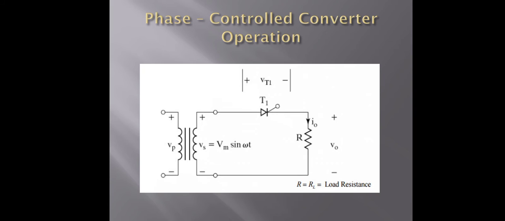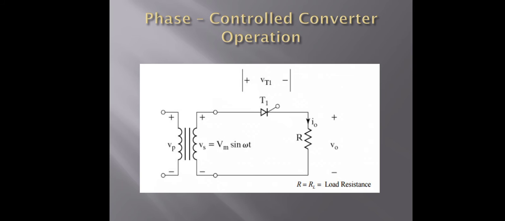This is the circuit diagram of the phase control converter. A transformer is used. There is a thyristor T1 and a resistor. Then the input signal is applied, a positive input signal, that means the AC input is applied to the transformer. Working of the phase control converter: let us consider this circuit with a resistive load. Only a resistor is connected.